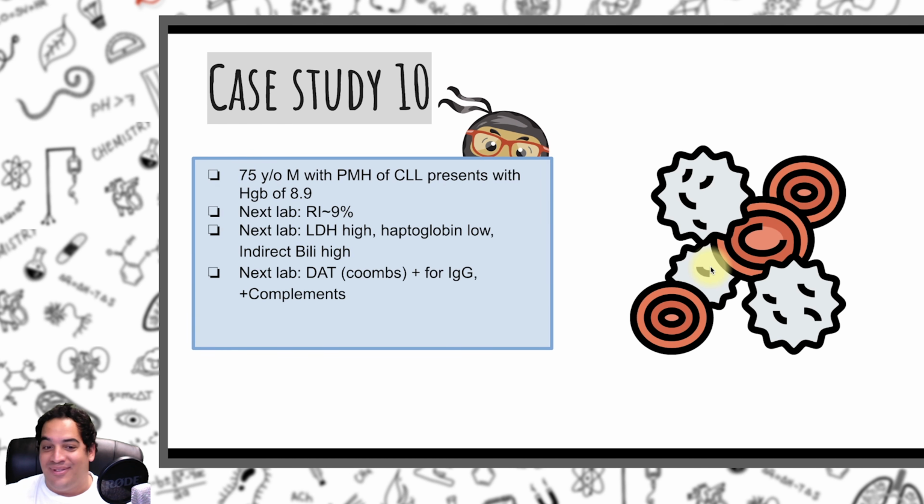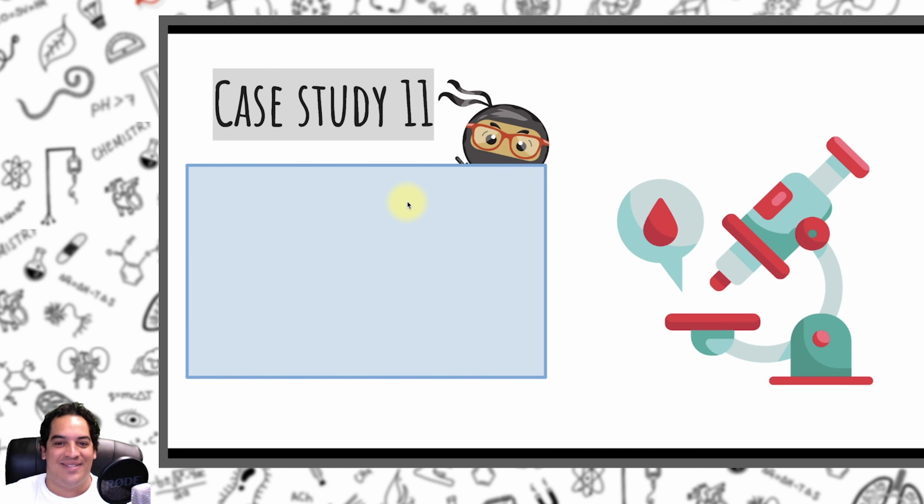DAT's positive. And it's positive for IgG and positive for complements. Which one is that? Is that cold or warm? That's warm. If it's a warm autoimmune hemolytic anemia, there's a bunch of different causes behind this, but it's likely the CLL that's probably the culprit behind that. Okay, we'll go into more of the causes and all the details of that in individual videos on these anemias. But for right now, that's the basic concept. All right, good job. We're moving along, guys.